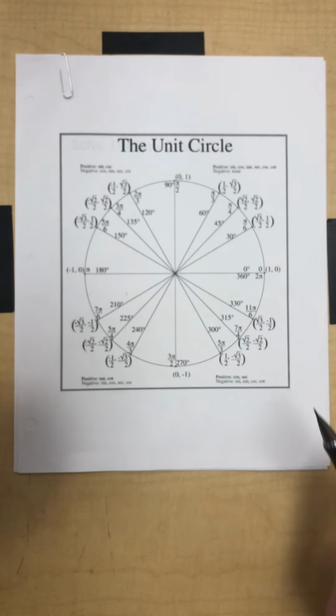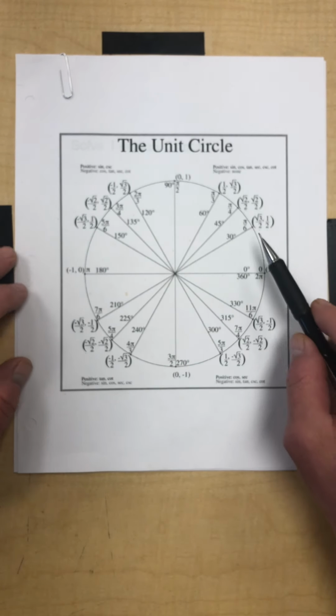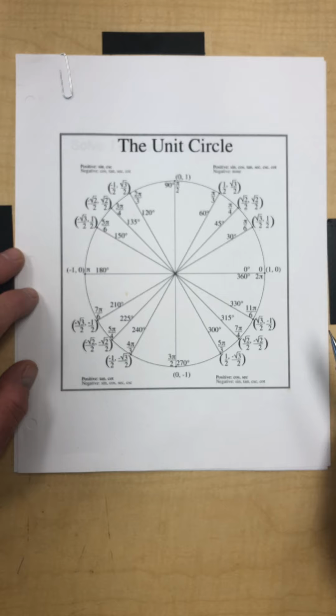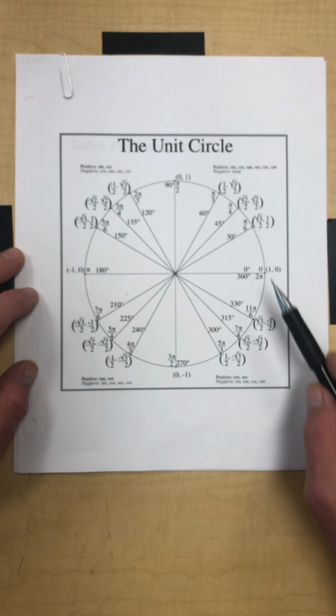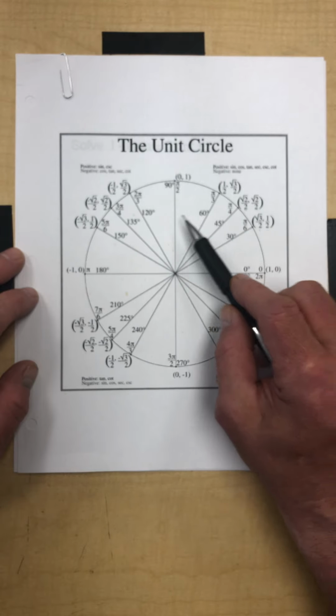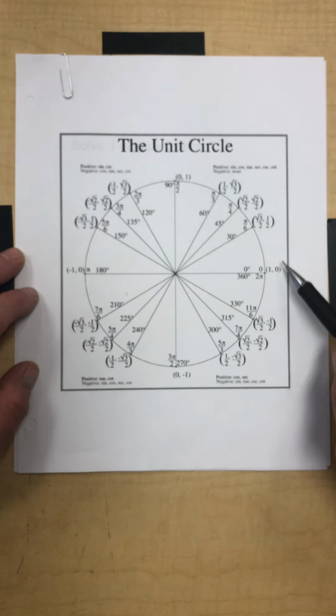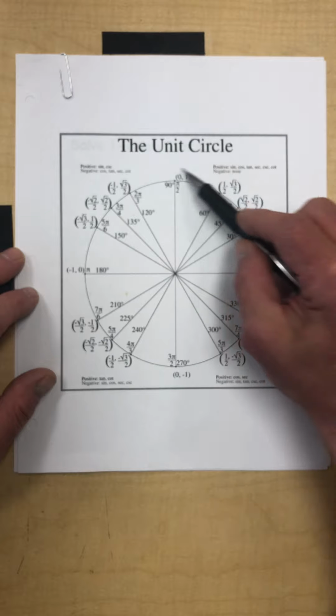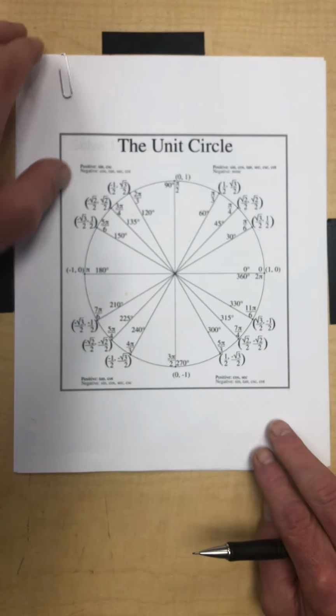Now, we don't have to worry about that this year in geometry. That's a pre-calc topic, and if you come back to me for pre-calc, I'll teach you about radians. So we're just worried about the degrees, okay, here all the way around, and then these coordinates on the outside. That's what we're worried about.